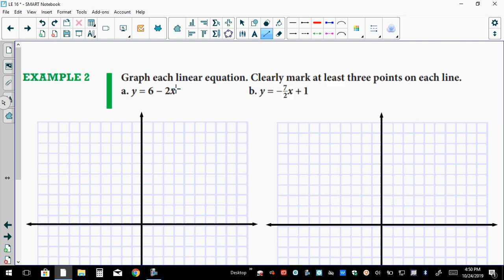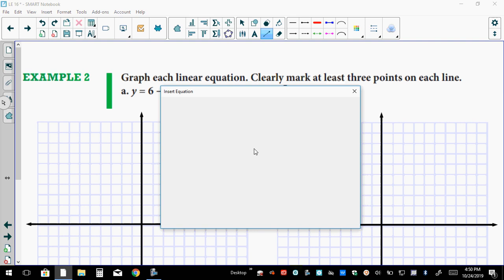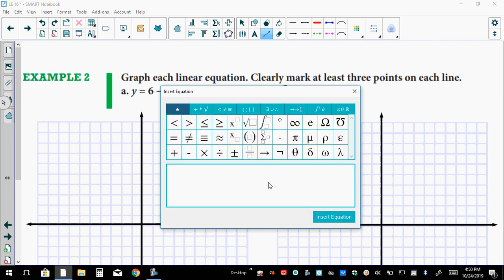Here's what I like to do, and you can totally do this. This is not in y equals mx plus b form. This is in y equals b minus mx form. So I'm going to rewrite that because it looks a little better when you rewrite it into y equals mx plus b. I'm going to write it into y equals negative 2x plus 6.